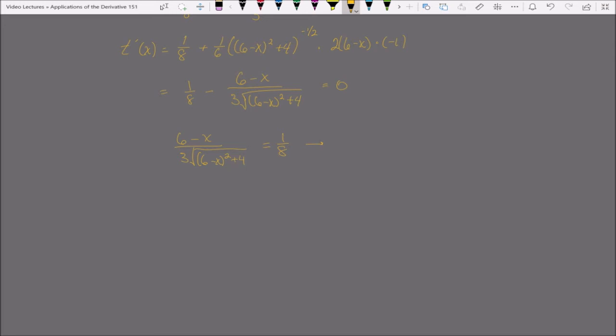Cross multiply. Now square everything. So 64 times (6 minus x) squared is equal to 9 times the quantity (6 minus x) squared plus 4, and that is 9 times that quantity squared plus 36. Now isolate the (6 minus x) squared. So subtract that.